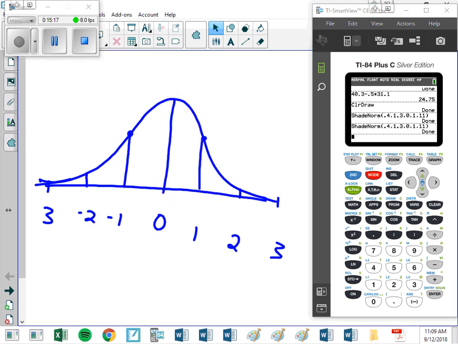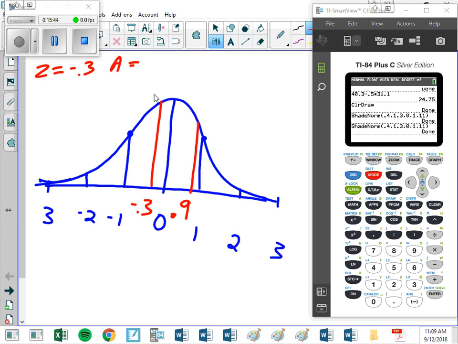Yeah. Okay, the area between negative 0.3 and 0.9. Negative 0.3 and 0.9. Is this one going to be as hard? Why not? It has different endpoints. They're on opposite sides of 0, and that makes things a lot easier. All right, so the area... When z equals negative 0.3, the area is... Somebody look that up. 0.3.